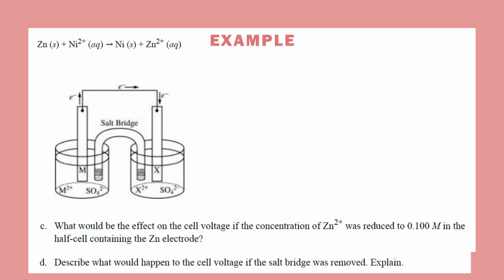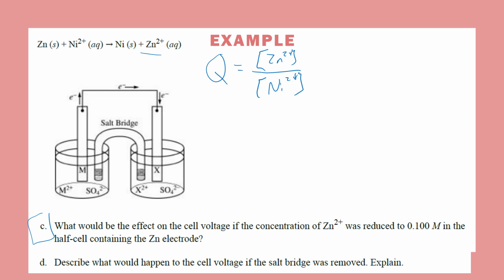Okay, so now for part C, what would the effect on the cell voltage be if the concentration of zinc was reduced to 0.1 in the half cell containing the zinc electrode? This is the Nernst equation. So I need to find Q. It's always products over reactants. So we have our zinc ion concentration all over the nickel ion concentration.